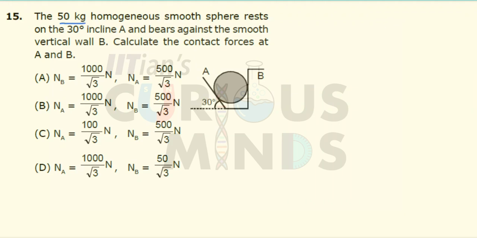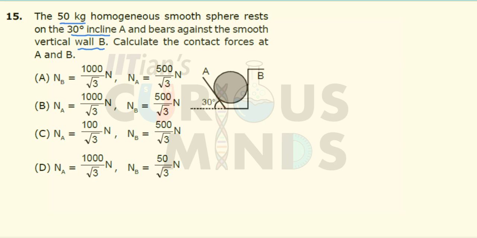A 50 kg homogeneous smooth block rests at an angle of 30 degrees and bears against the smooth vertical wall. The wall is smooth, which is B. Calculate the contact forces at A and B. Now it is simple over here.